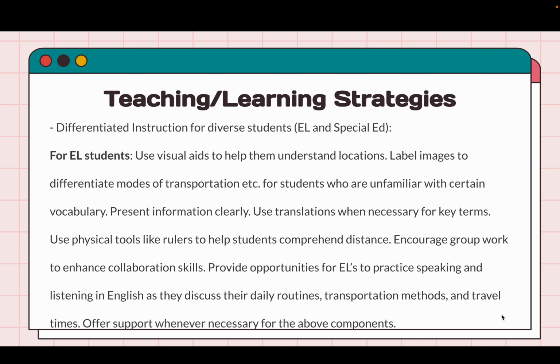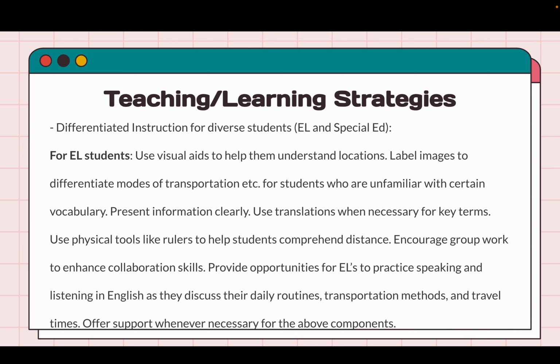This is the teaching and learning strategies. We're going to be talking about the differentiated instruction for diverse students, the English learners, and the special ed. So for English learners, we're going to have visual aids to help them understand locations and label images to differentiate modes of transportation, and so on, for students who are unfamiliar with certain vocabulary. You're going to have to present information clearly and use translations if necessary for certain key terms.